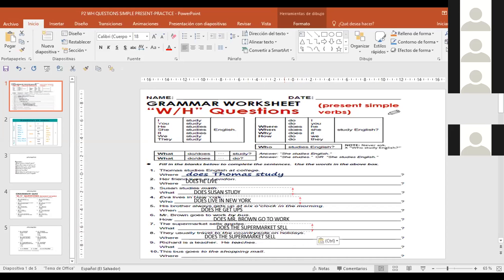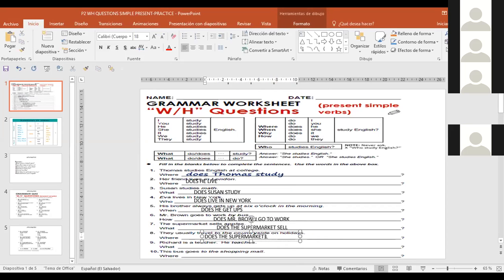Let's see number eight. Veamos número ocho. The affirmative sentence says, they usually travel to the countryside on holidays. Y la pregunta es, where? Entonces, ¿cómo me quedaría esa pregunta? Where do? Uh-huh. Do porque estamos hablando de ellos, ¿verdad? De ellos. Where do they? They travel.